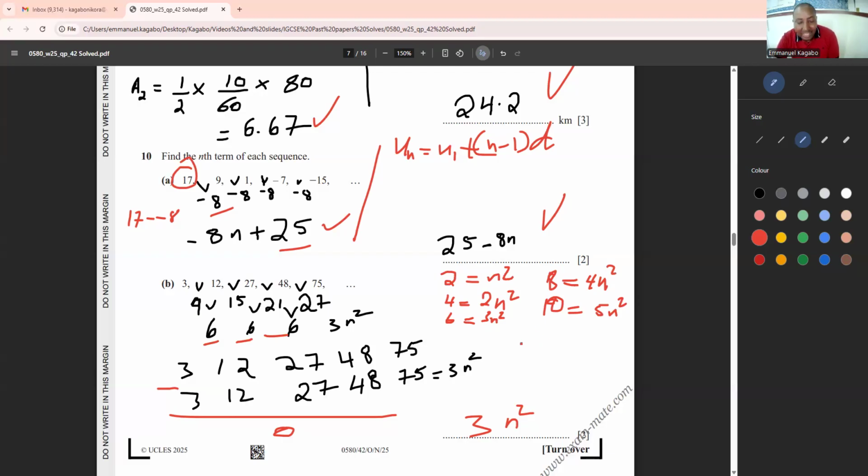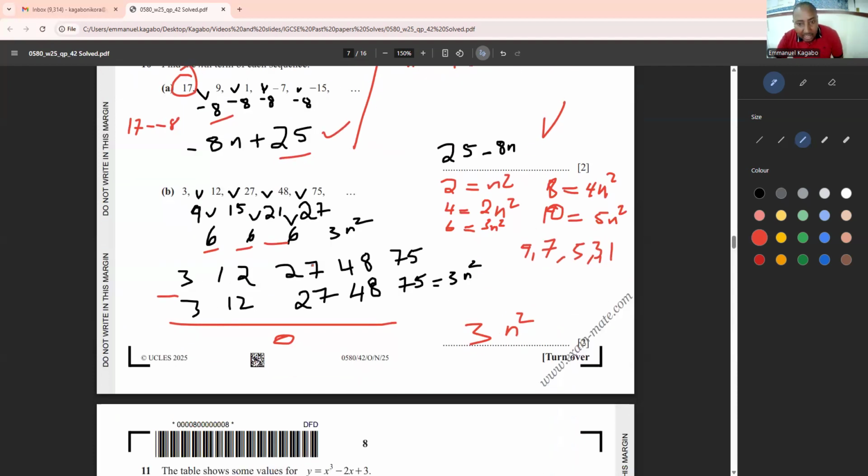Now, my question is, what if the second difference is 9? Oh, 7. What if the second difference is 9, 7, 5, 3, 1? What do you do? That's your homework. See you in the comments, guys.